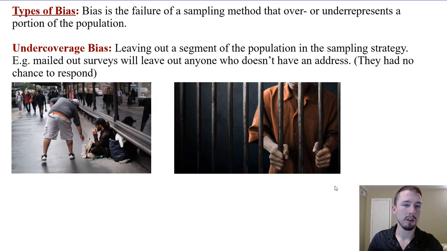All right, undercoverage bias is by leaving out a segment of the population in the sampling strategy. So if you mail out surveys, it's going to leave out anyone who doesn't have an address, so they didn't have a chance to respond. So don't claim them as a part of your results if you didn't actually sample them or include them in the population to be able to sample. So for instance, homeless people or people who are incarcerated that you couldn't mail out to get their opinion, just don't claim them as a part of your results.